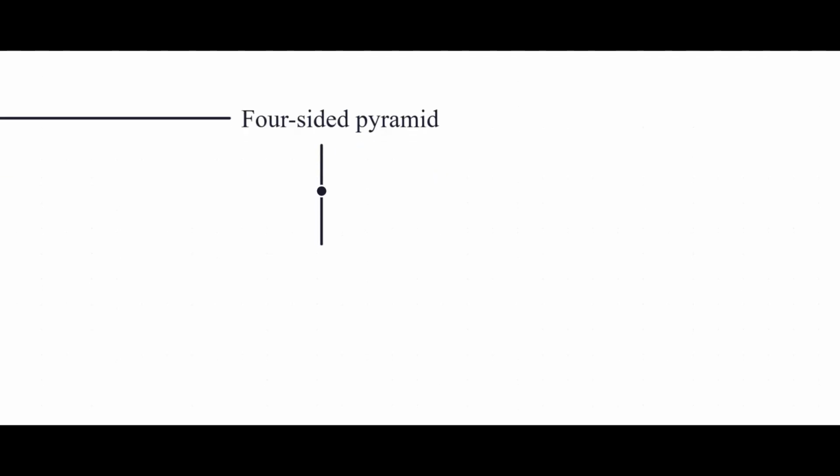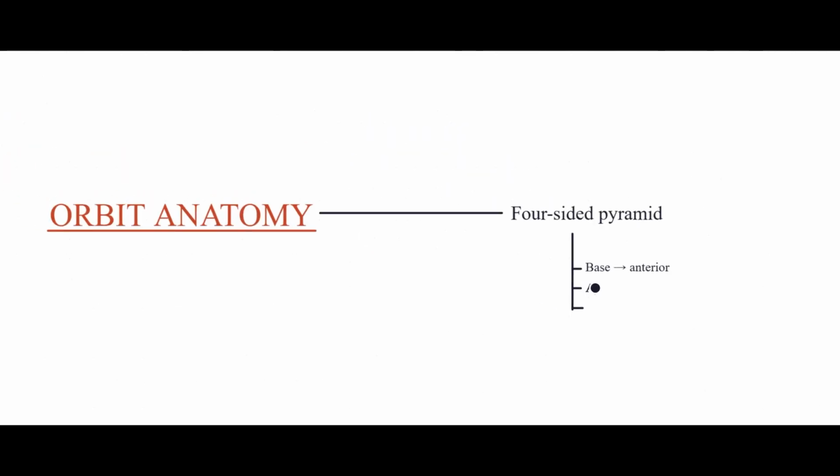Today, we will learn a very basic outline about orbit anatomy. The orbit is a four-sided pyramidal cavity present in the skull that contains and protects the eyeball along with its associated structures. When we say it is a four-sided pyramid, we mean that the base of the pyramid is directed anteriorly and the apex is directed posteriorly toward the brain.